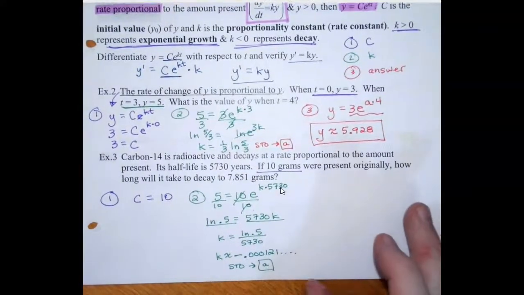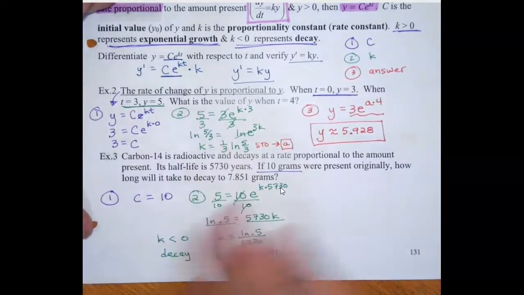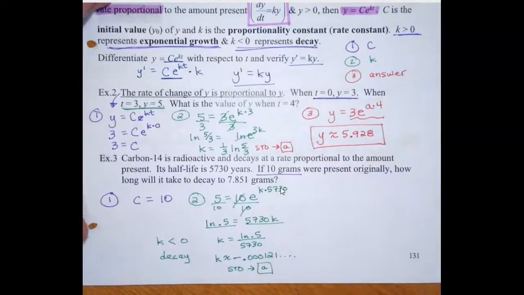Now, let's think about this for a second. k is negative, so k is less than 0. So this is a decay situation. It's radioactive decay. The amount of stuff that we have is going to be less. So that's one way we can tell. We're going to have less, we're going to have more. Well, if k is negative, we're going to have less. If k is positive, we're going to have more. Okay?